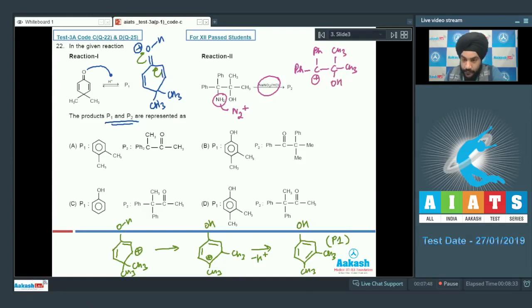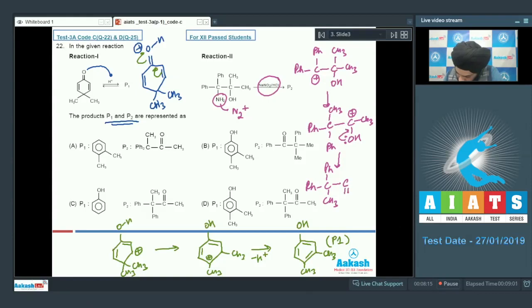And in the next step, any one of these two methyl groups will migrate on this carbon, leading to the formation of a more stable intermediate, as the carbocation can now be stabilized by the lone pairs over oxygen. So this will eventually lead to the formation of a ketone. So we are going to have the formation of this structure. So students, this is the major product P2 which is formed in the reaction.